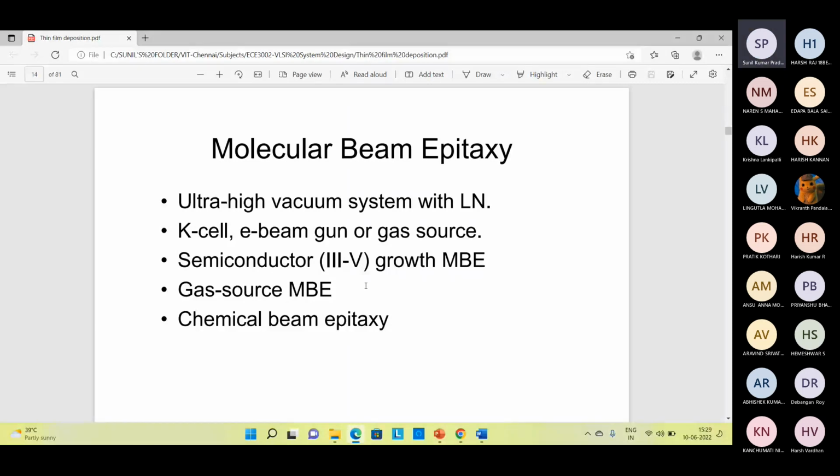If we want to make group 3 group 5 semiconducting materials, that means group 3 group 5 thin film materials, and grow them on the substrate, then molecular beam epitaxy is a very good choice. Like gallium arsenide, this kind of thing, if you want to deposit it. So for group 3 group 5 semiconductive materials we want to grow, molecular beam epitaxy is a very good choice. These are some of the aspects of molecular beam epitaxy.